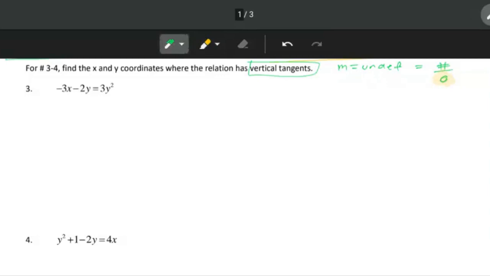So first, find the derivative. So if we take the derivative of each term separately here, derivative of -3x is -3 minus 2 dy dx equals 6y dy dx. Of course, we have to get all the dy dx terms on one side together. So we can add this 2 dy dx to the other side. So these cancel.